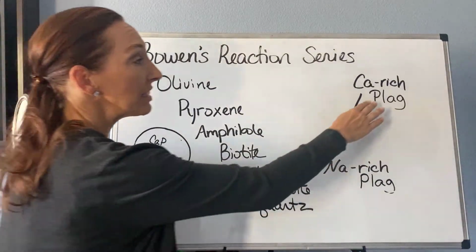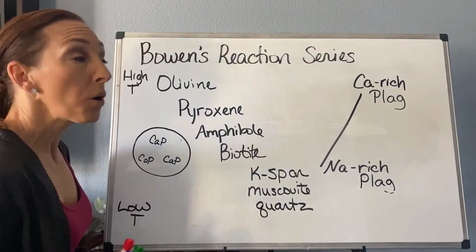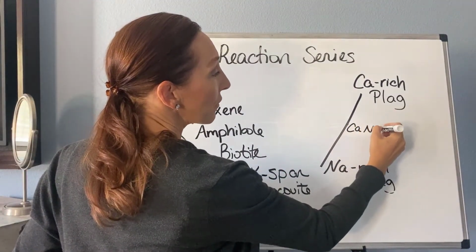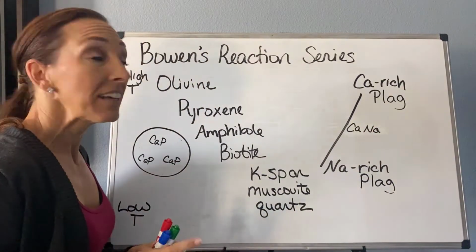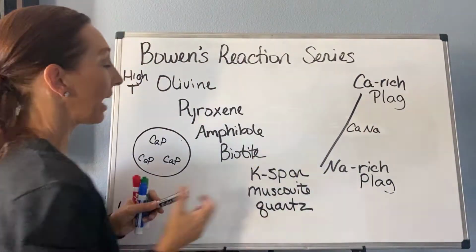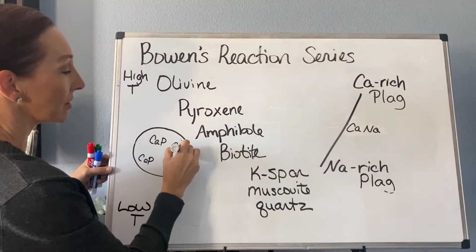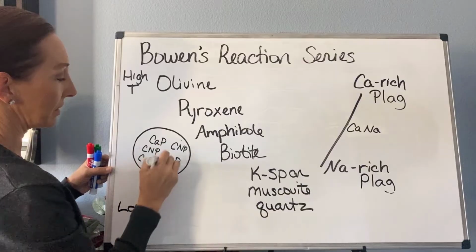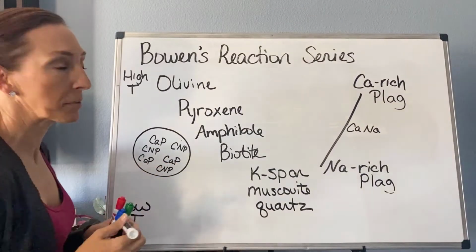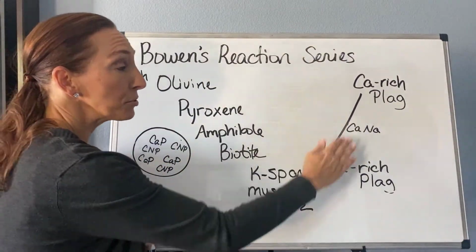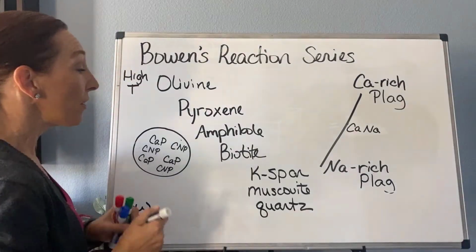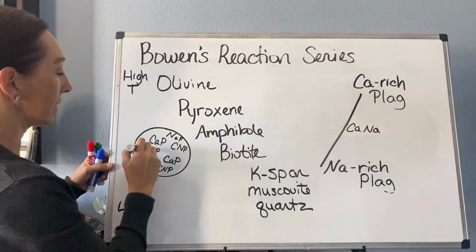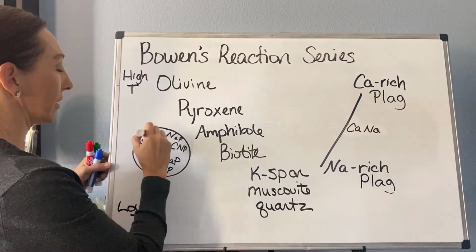Now, as you continue to cool it down, what would happen is you might get to this spot here where you actually get a 50-50 split. So you would be cooling, and eventually you would get these calcium-sodium plagioclases coming out. CNP, CNP to kind of represent that. And if you continue to cool it down to really low temperatures, finally your sodium plagioclases would come out. So our NAP, I'll do another one here, NAP.